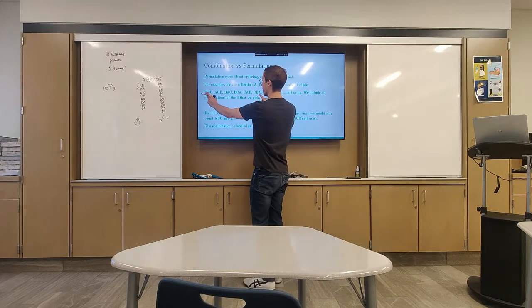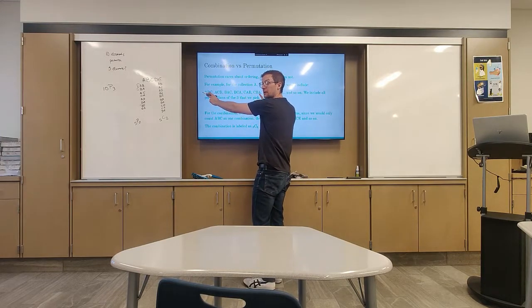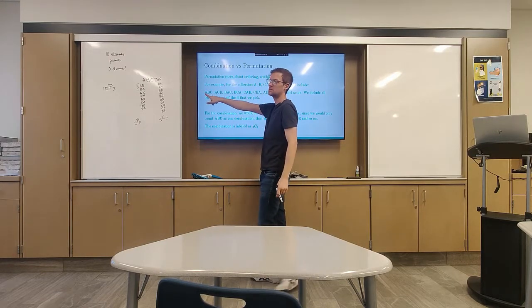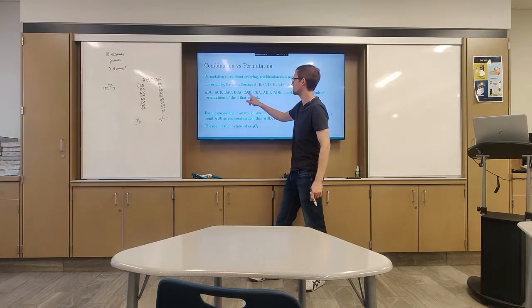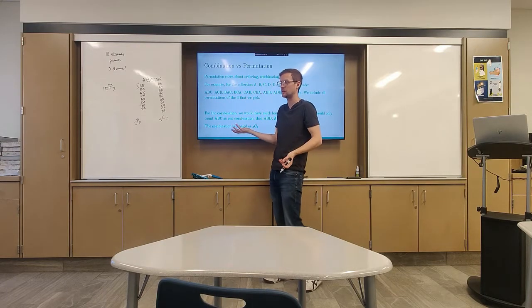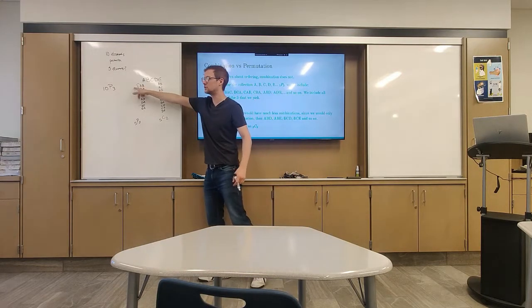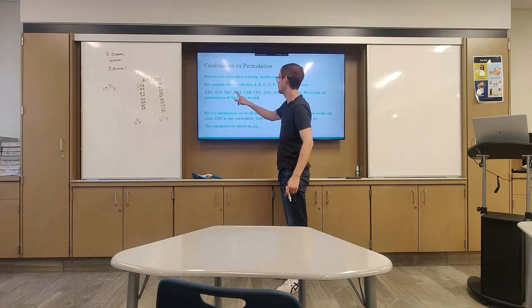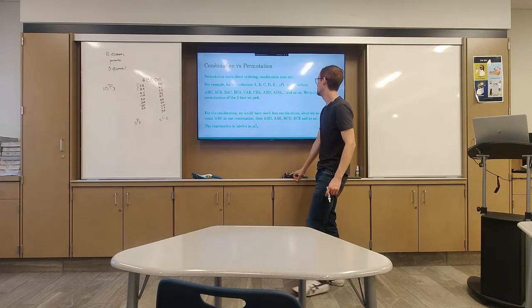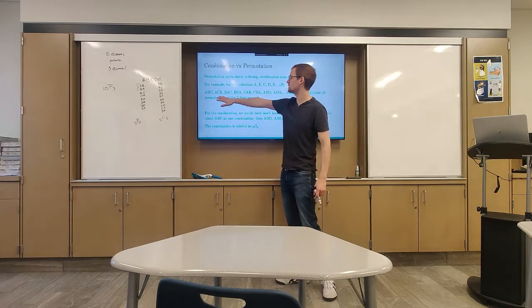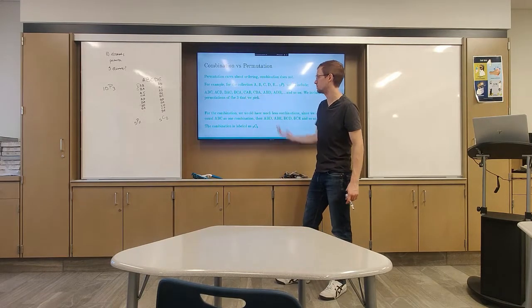When I do combinations instead of permutations, all of these would collapse to just ABC. In combinations, they're completely equal because they have the same 3 letters. And so here it was only 2, but here it's 1, 2, 3, 4, 5, 6 different ones. We included all permutations of the 3 letters that we picked.